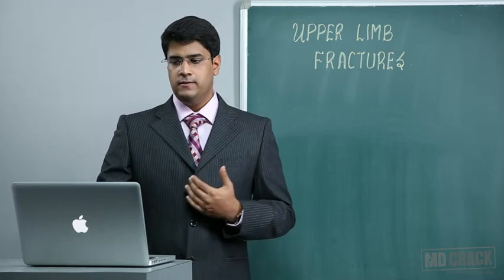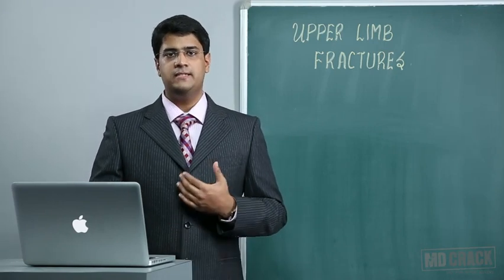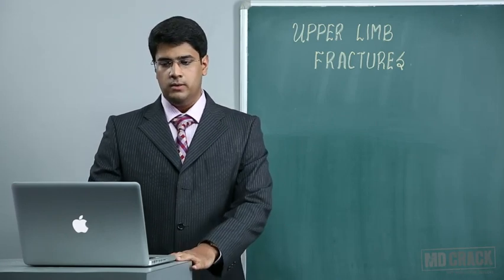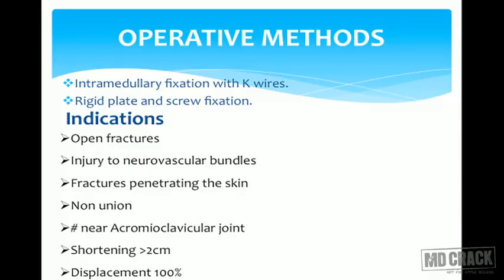If the conservative management is not working, if there is maybe displacement or non-union, we can also do operative methods, which are in the form of intramedullary fixation with the help of K-wires. Nowadays there are also new titanium elastic wires which are put in the clavicle, and secondly there is plate fixation with the help of screws. Now we do this only in a few indicated cases.